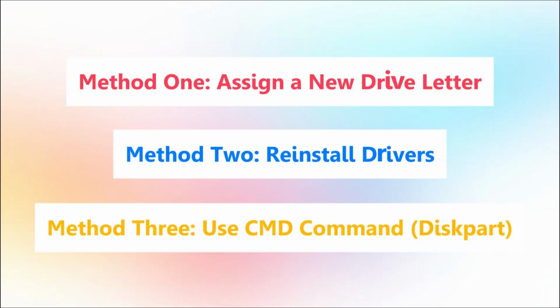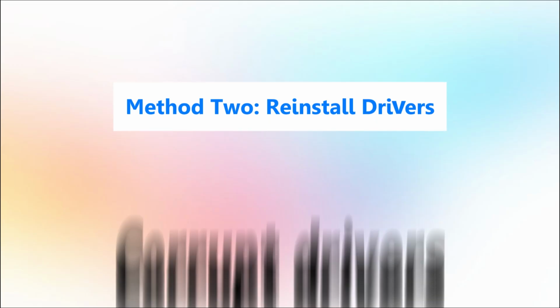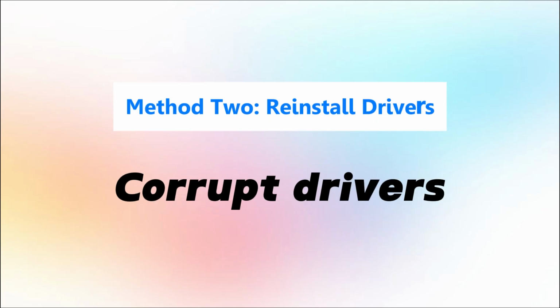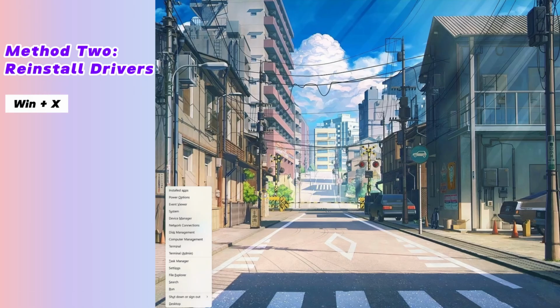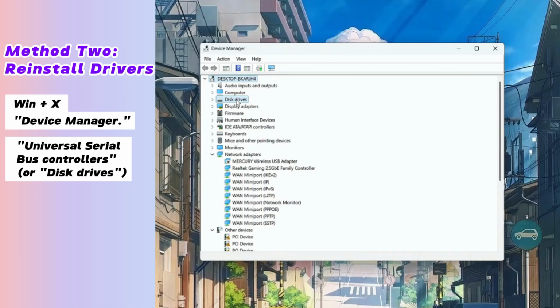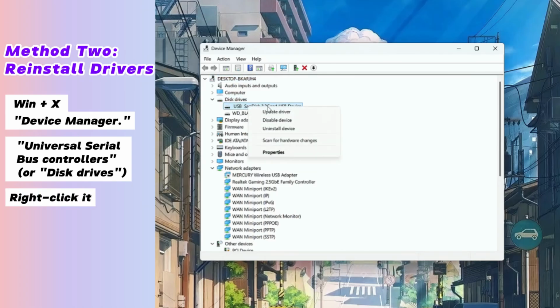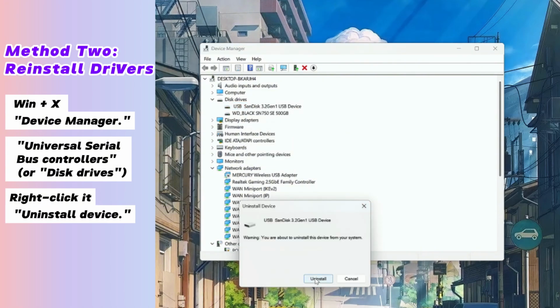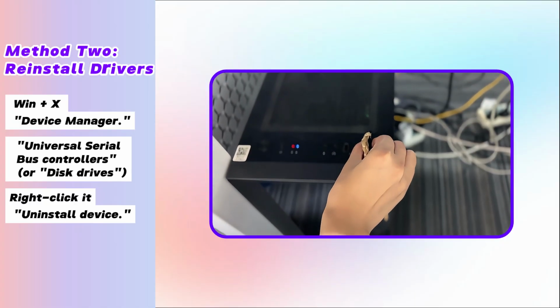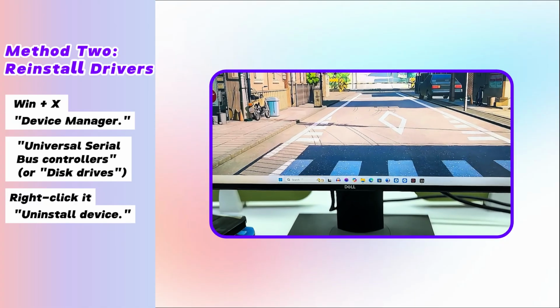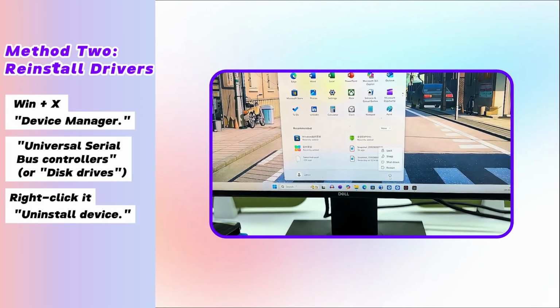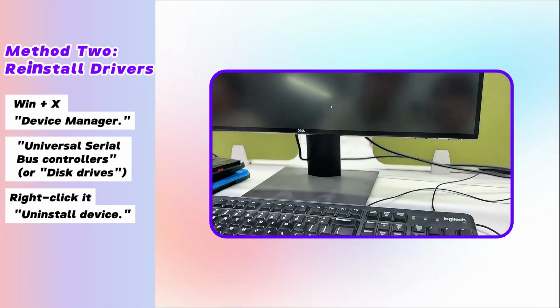Method 2. Reinstall drivers. Corrupt drivers can also prevent the USB drive from being recognized. 1. Press Win+X and select Device Manager. 2. Expand Universal Serial Bus Controllers or disk drives. 3. Find your USB drive device, right-click it, and select Uninstall Device. 4. Eject the USB drive, restart your computer, and then plug it back in. The system will automatically reinstall the correct drivers.